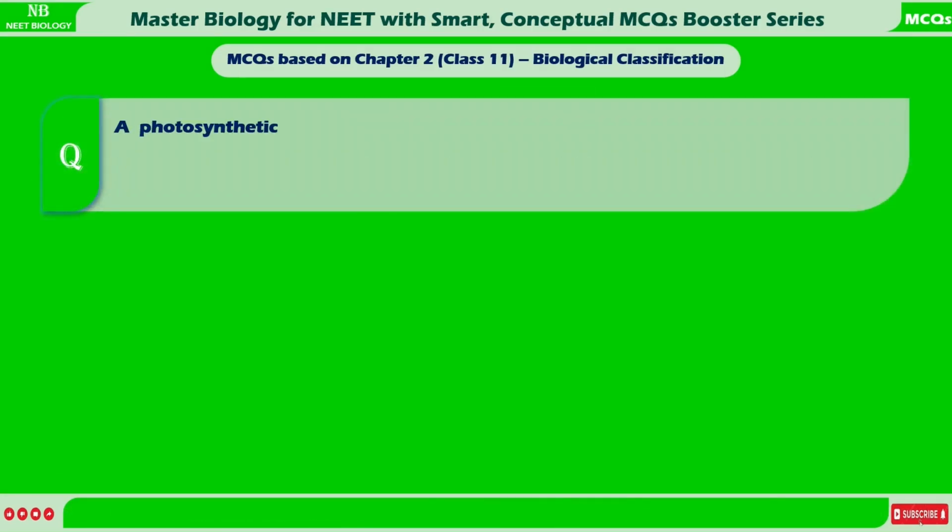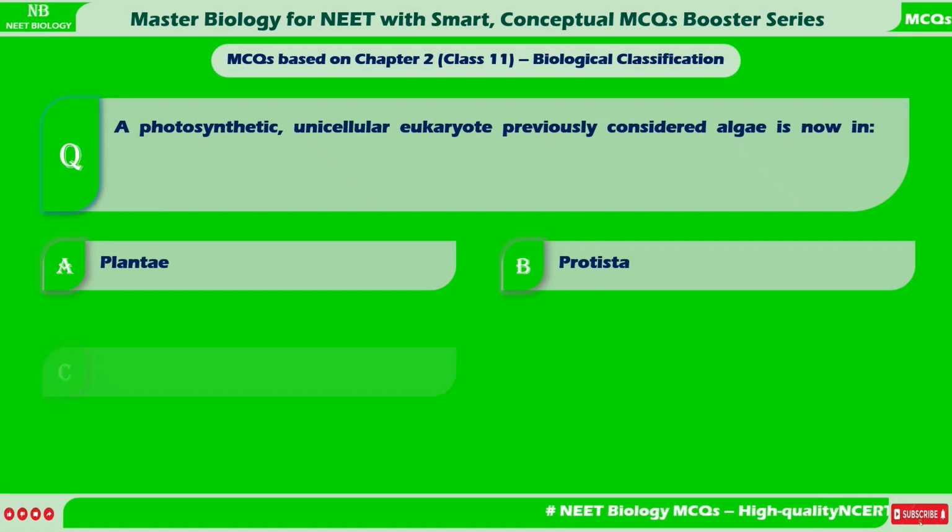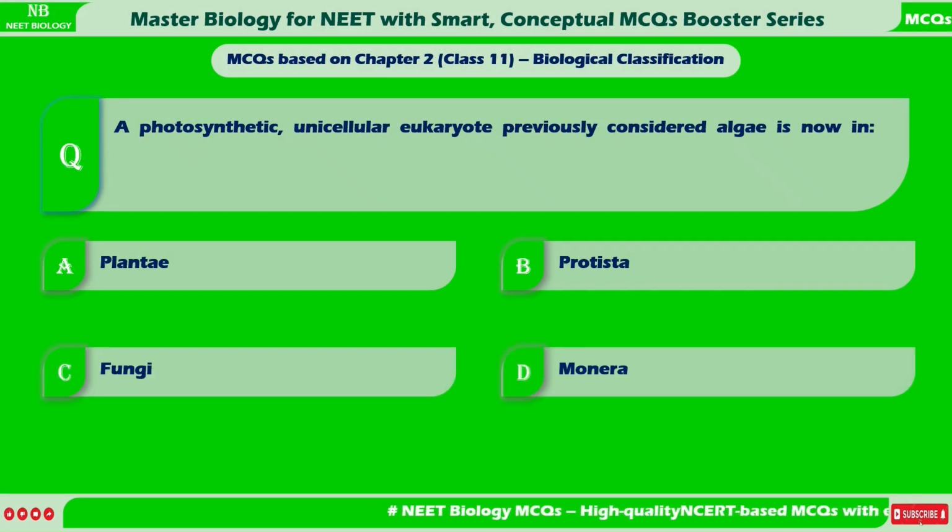A photosynthetic, unicellular eukaryote previously considered algae is now in: A. Plantae, B. Protista, C. Fungi, D. Monera.